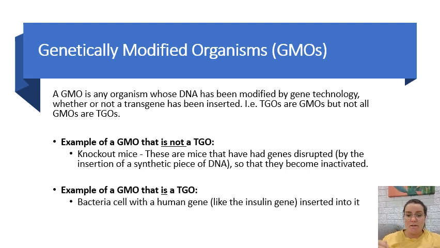An example of a GMO that is a transgenic organism is perhaps a bacteria cell with a human gene inserted into it. So something that is part of our study design is the study of when we insert the insulin gene into bacteria. So that would be the human insulin gene. So that would be a transgenic organism because there's a human gene in a bacteria. It's also a GMO because we've modified its genome.